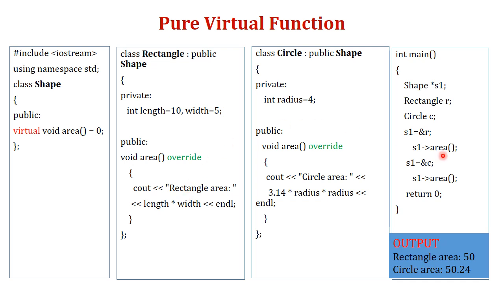Again control comes to the main function. The pointer points to the circle object, the address of the circle object. Now S1 dot area means the control comes to here because the pointer holds the address of the circle object, right? The circle function will override the same function. So now it will execute here only, then it will print the circle area. So this is the way we are going to implement the pure virtual function.